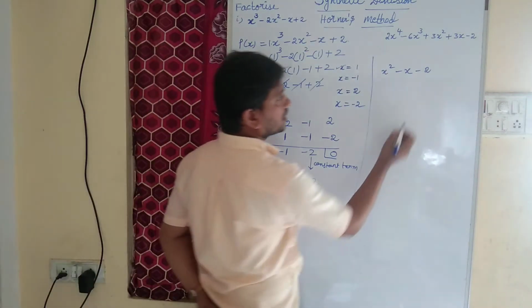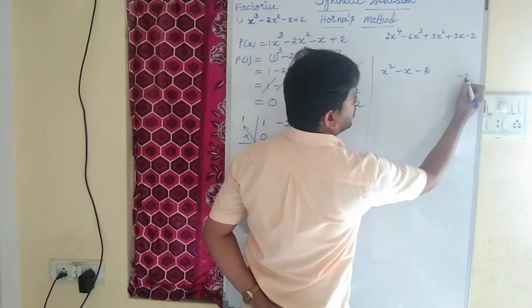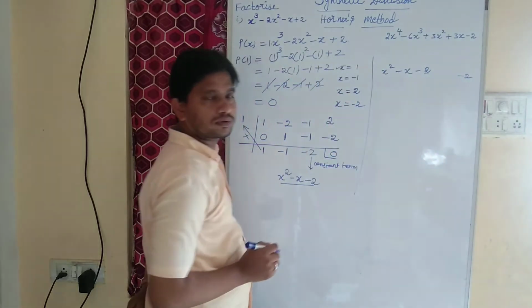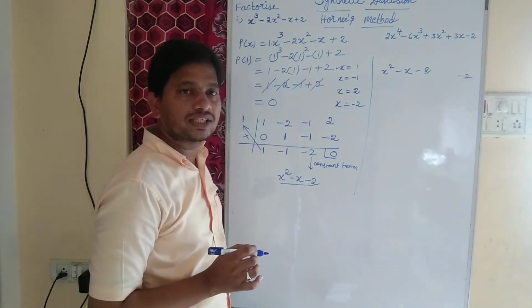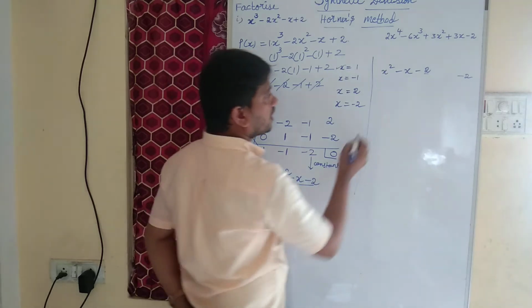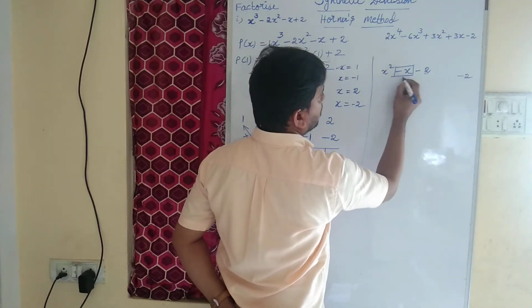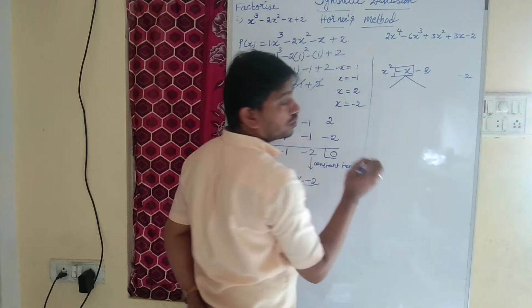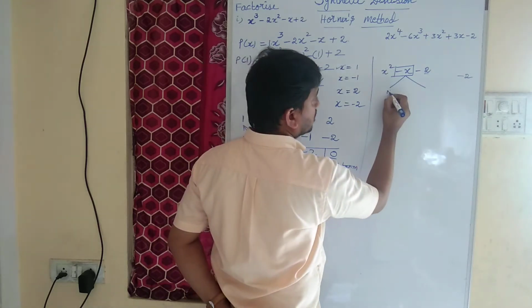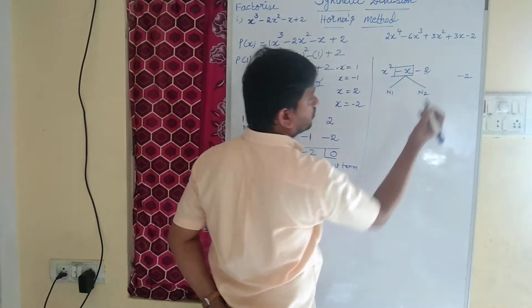What is the constant here? Constant term is minus 2. So we can also call it splitting the middle term. Here we have the middle term minus x. We need to split it into two numbers, number 1 and number 2.